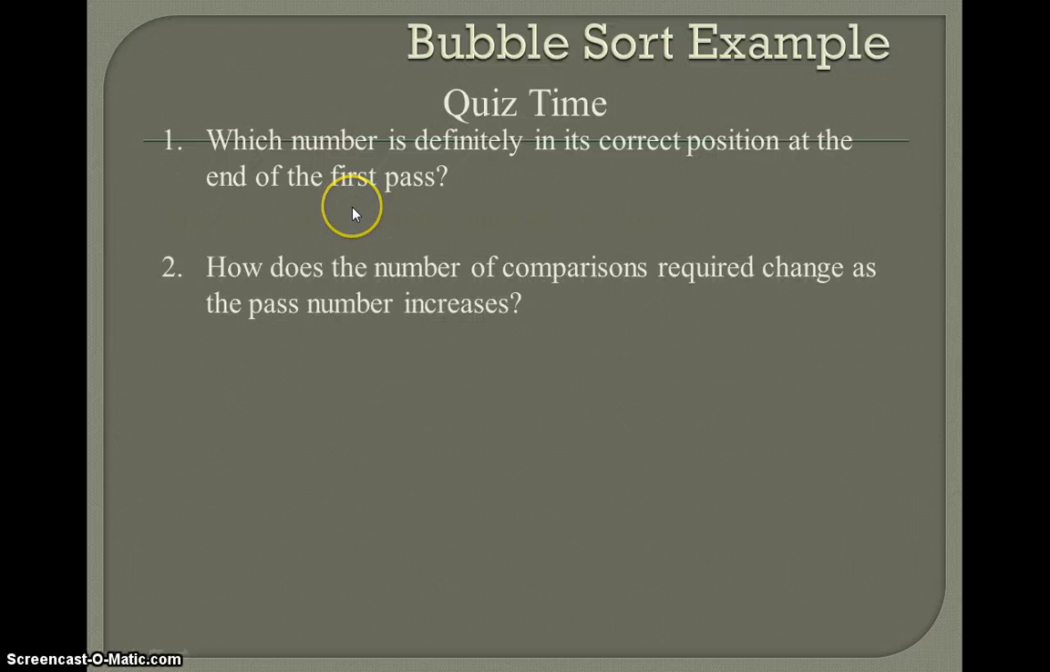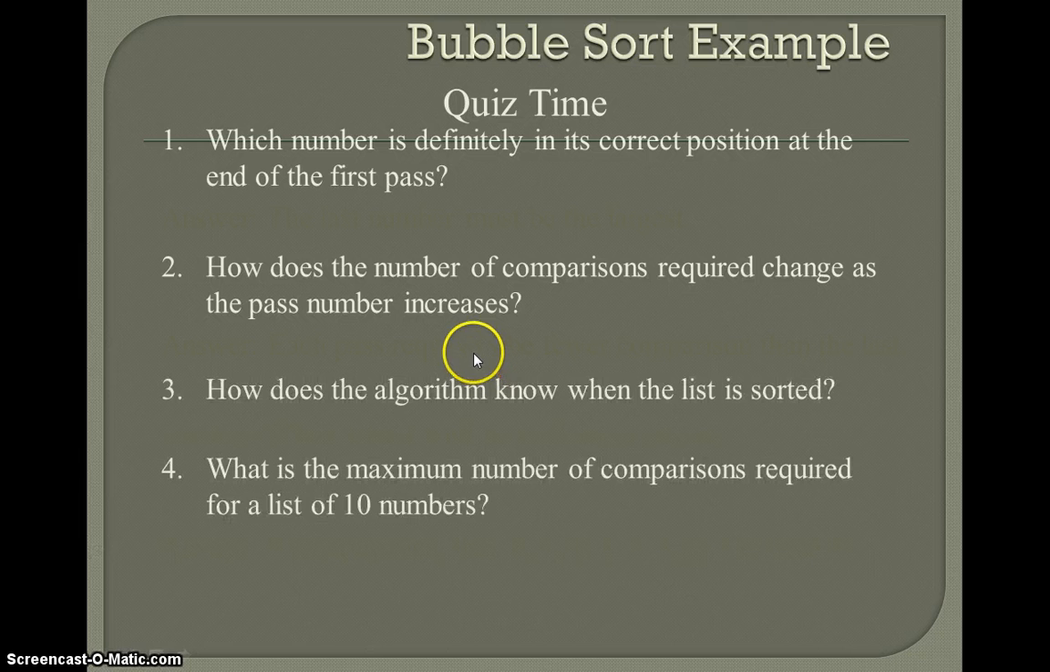Which number is definitely in its correct position at the end of the list? That is the 12. How does the number of comparisons required change as the pass number increases in the previous given example? It is 8 comparisons. And how does the algorithm know when the list is sorted? What is the maximum number of comparisons required for a list of 10 numbers?